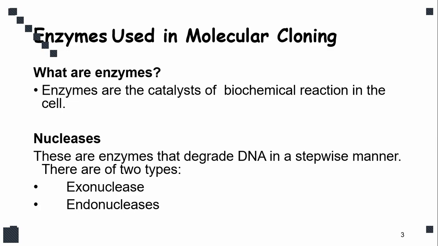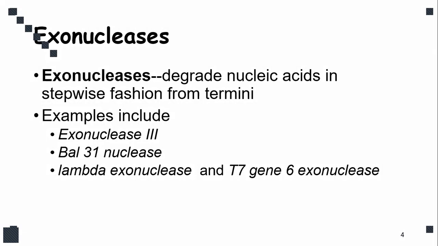And then there are what we call endonucleases that deal with the molecule from within the molecule itself. So we need to appreciate that. All right. So when we look at the exonucleases, they degrade nucleic acid in a stepwise fashion at the terminal or the terminus of the molecule. Examples include what is listed here: exonuclease III, BAL-31 nuclease, lambda exonuclease, and T7 gene 6 exonuclease. So there are quite a large number of them.